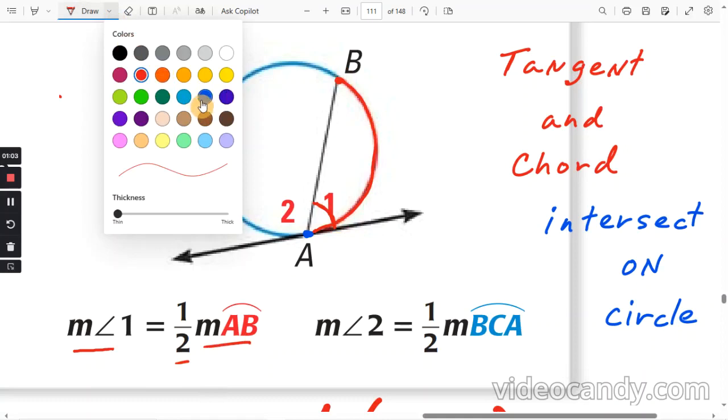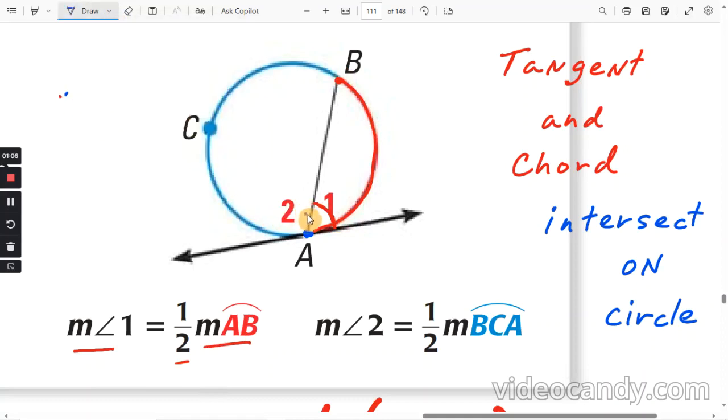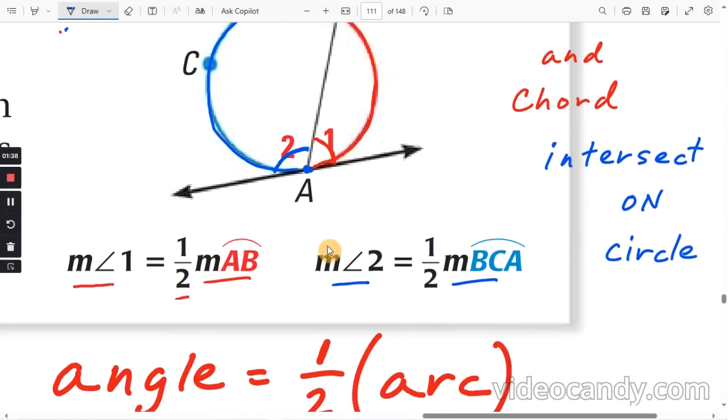All right, the same thing is true on the other side. This angle right here, that's angle 2. And angle 2 is going to be half of the arc that it intercepts. You see this arc right here in blue. Whatever measurement that arc is, the angle is going to be half of that arc. So the measure of angle 2 is 1/2 of arc BCA. All you have to remember is when the tangent and the chord intersect on the circle like that, the angle is going to be half of the arc.